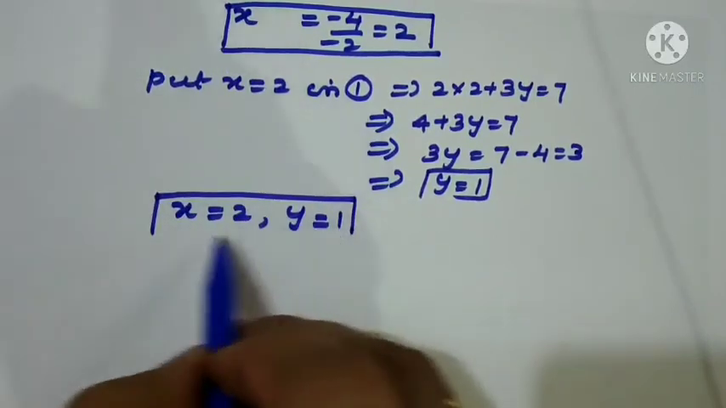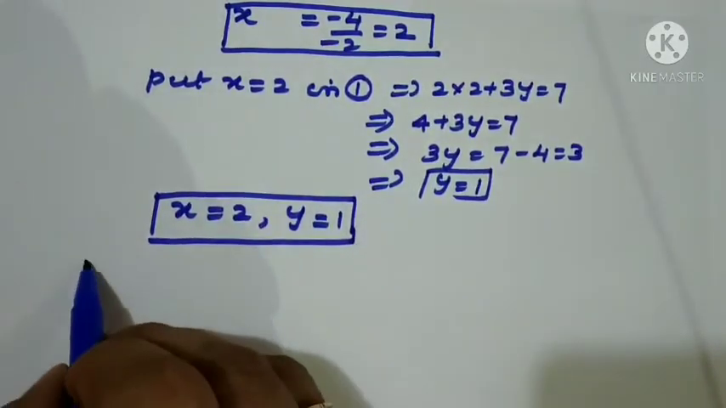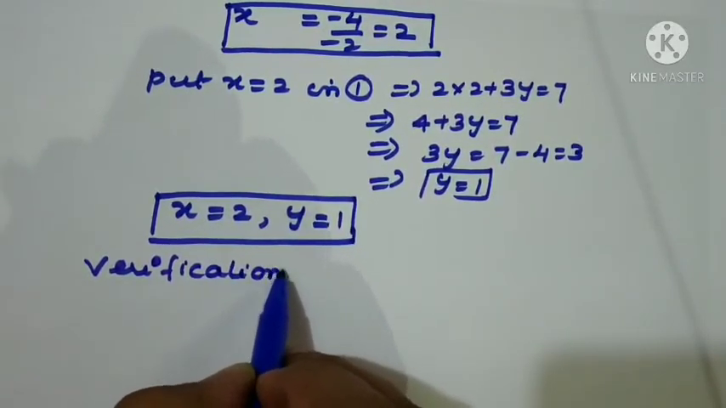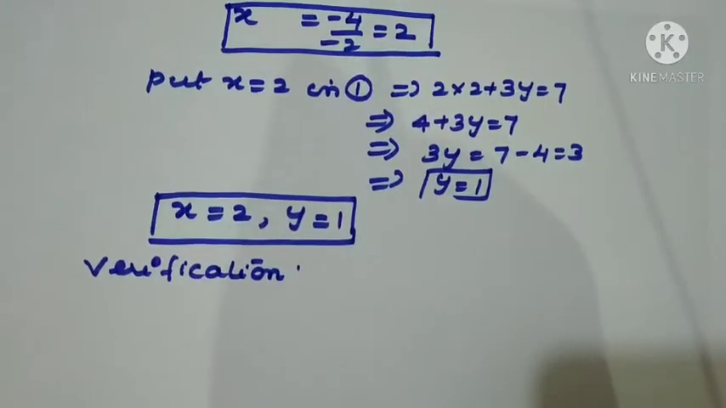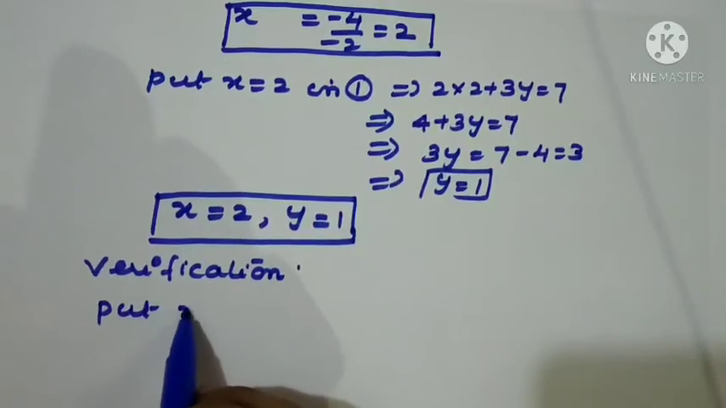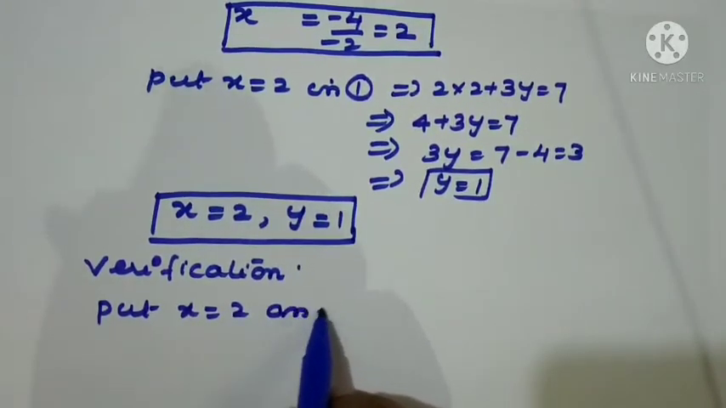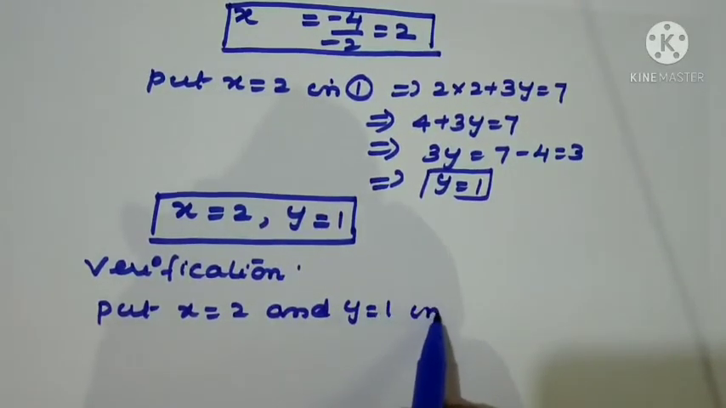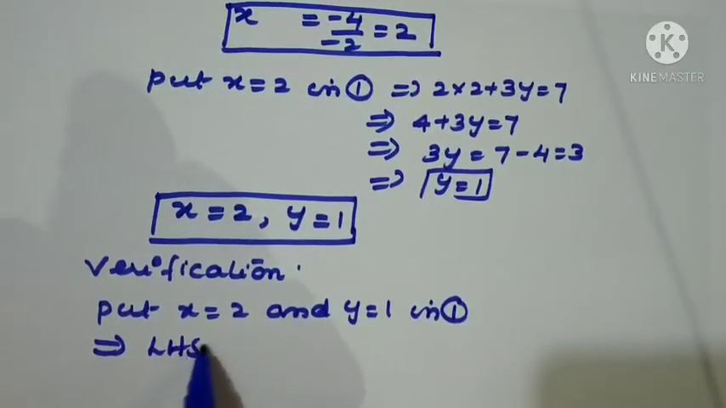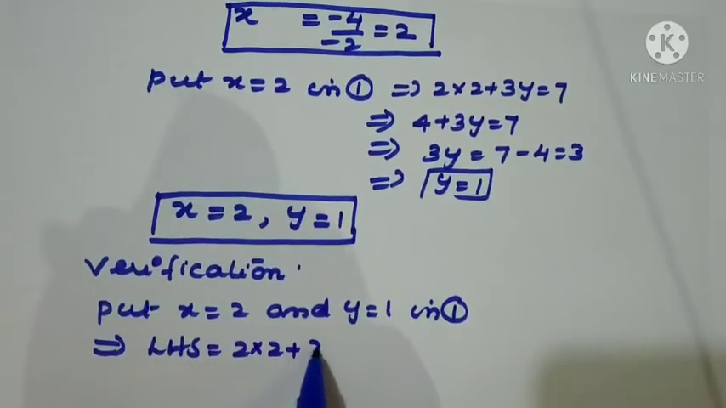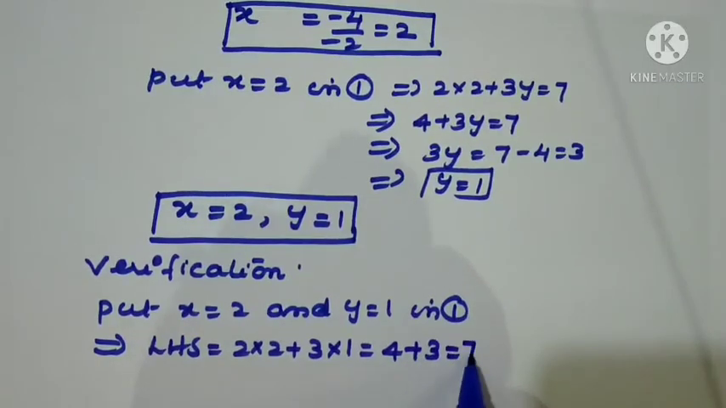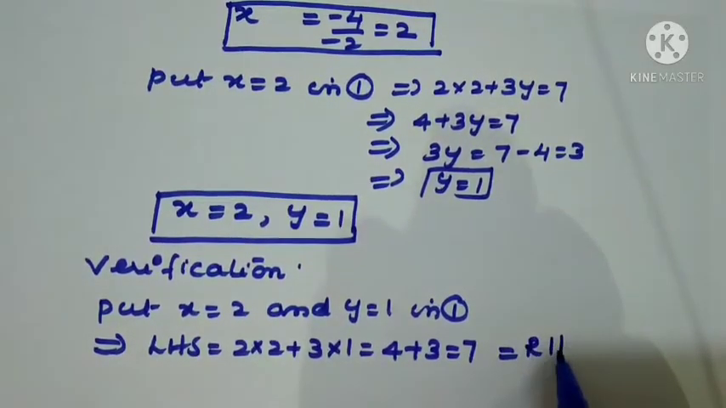Now the verification step is told, that is, whether they are the solutions of the given equations. So I'll write the verification. Put x equal to 2 and y equal to 1 in the first equation. So left side equal to 2 into 2 plus 3 into 1, equal to 4 plus 3, equal to 7, equal to RHS.